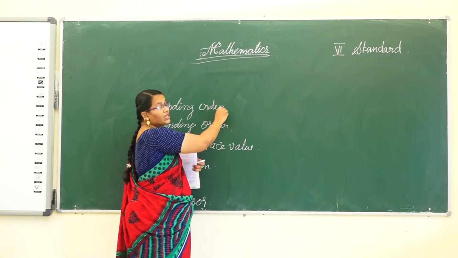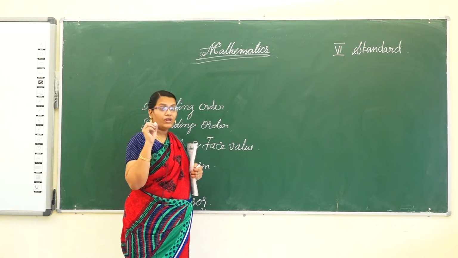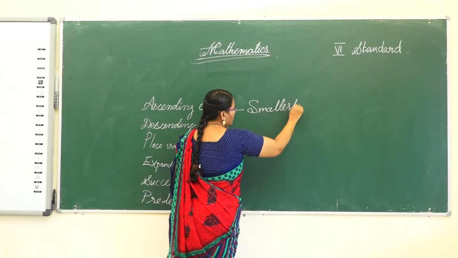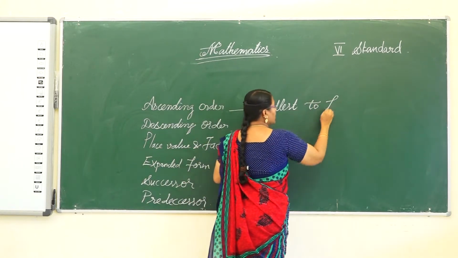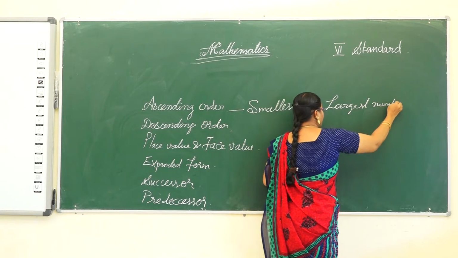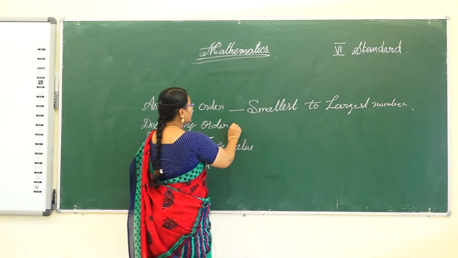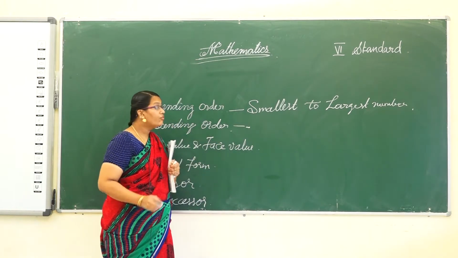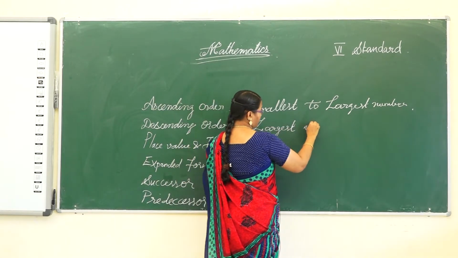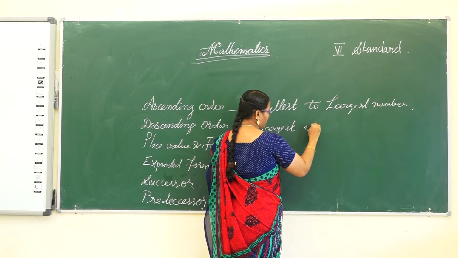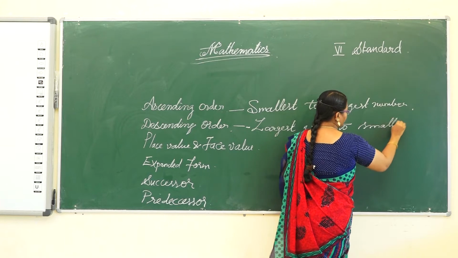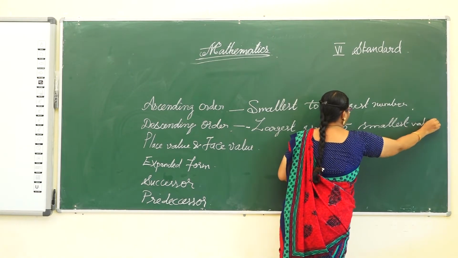So ascending order means when a number is written from the smallest to largest number. And next one, descending order, means when a number is written from largest value to smallest value or number.